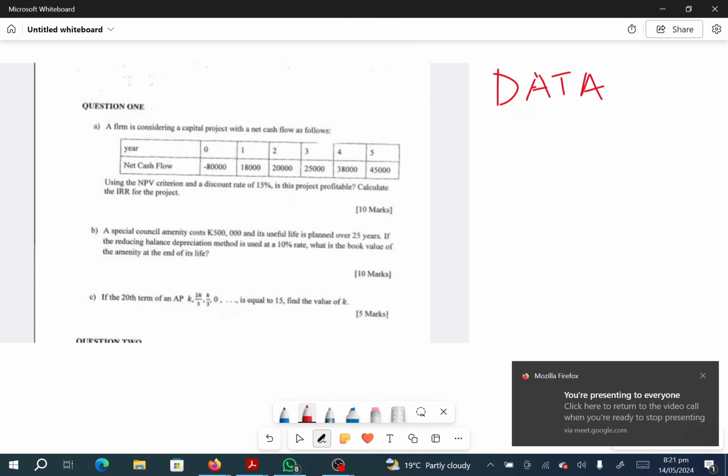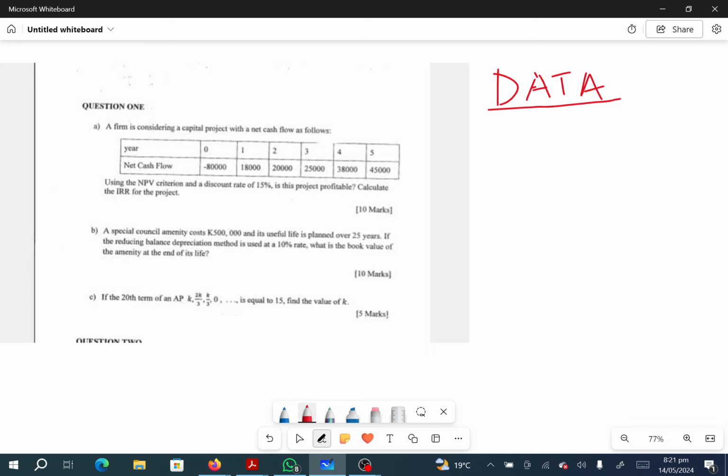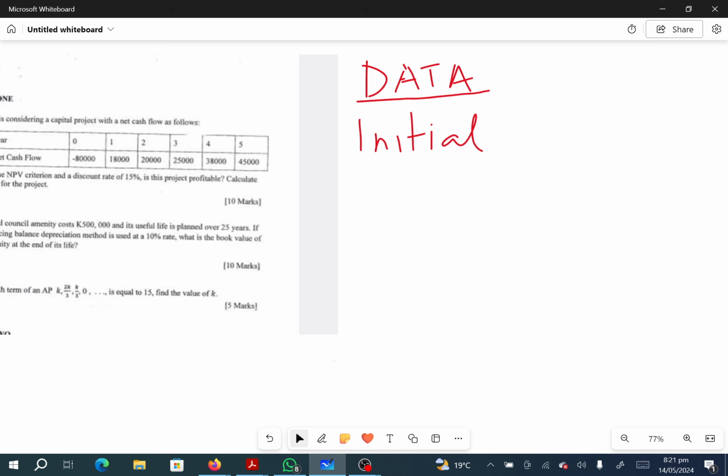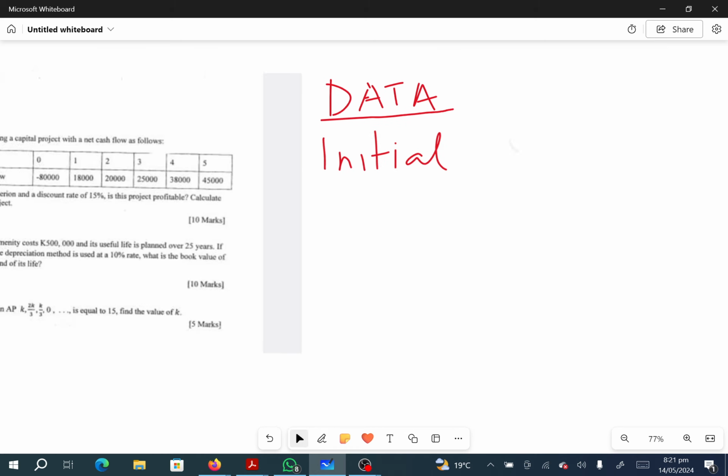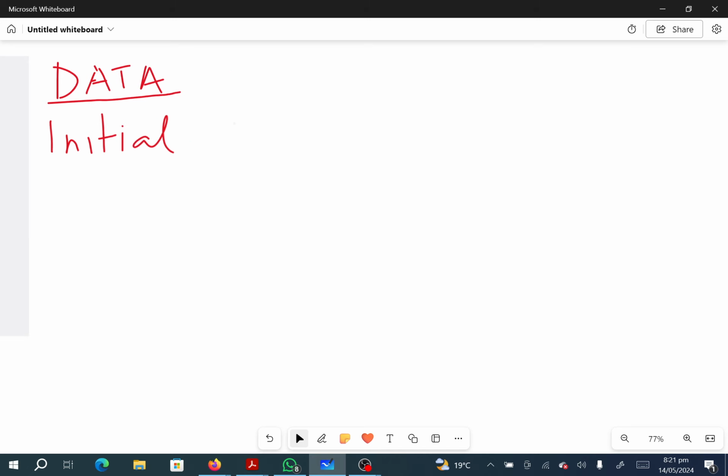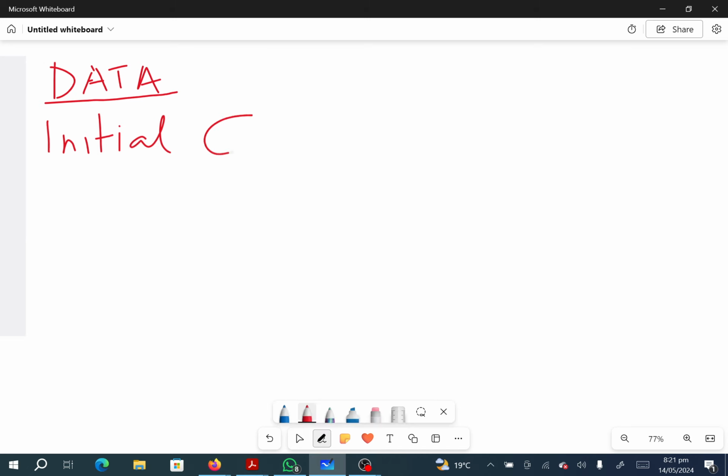Okay, so we say data. From our question, we have been given the initial cost. So we say initial cost is 500,000.